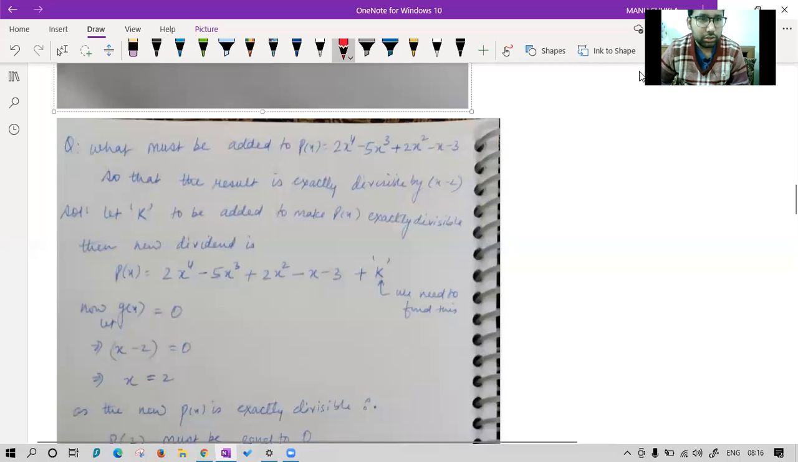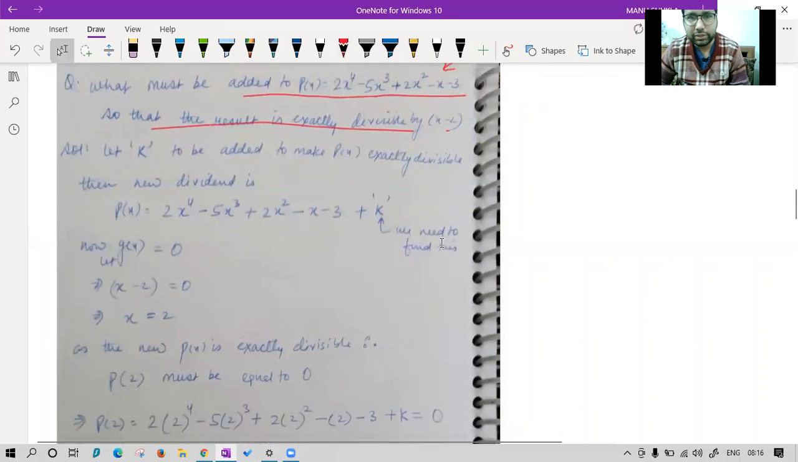Question number 3. What must be added to p(x), which is this thing? This is your dividend, so that the result is exactly divisible by x minus 2.